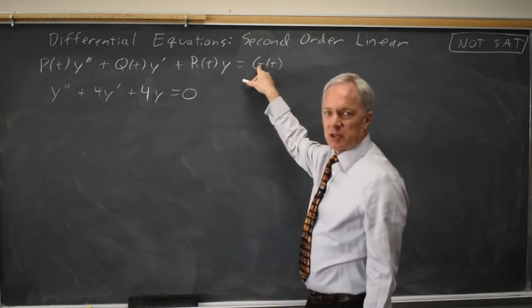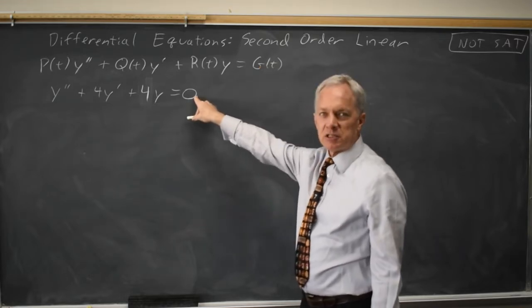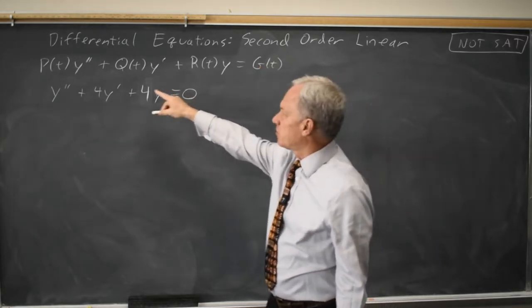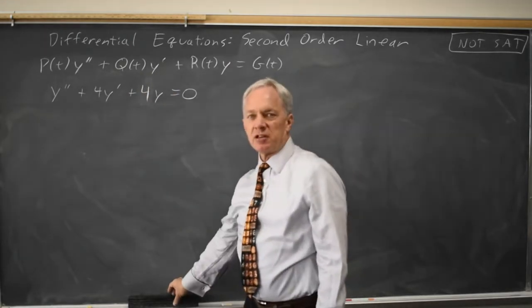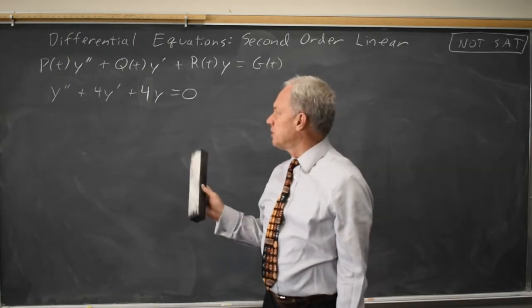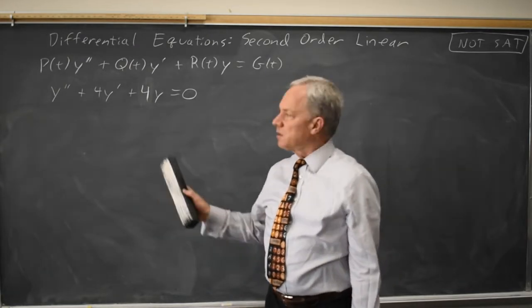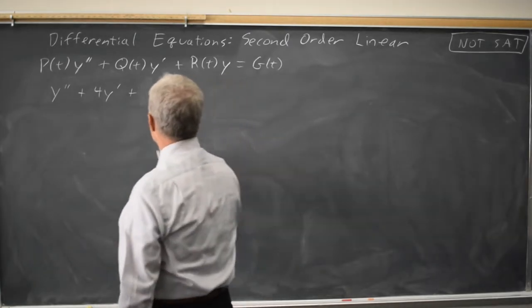If the term on the right-hand side with just the variable is 0, this equation is called homogeneous. And if P, Q, and R are constants, then we refer to it as a second-order linear homogeneous ordinary differential equation with constant coefficients. I've already solved this with a 3 and a 4 here in other videos. I'm going to do it with a 5.